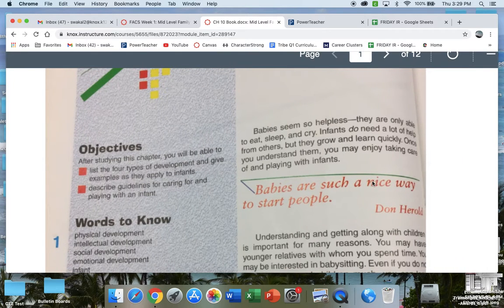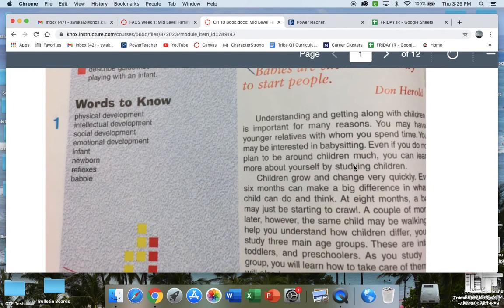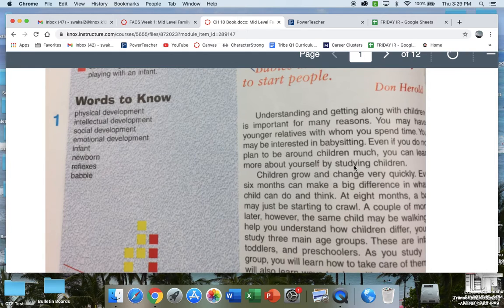So starting out reading right here, babies seem so helpless they are only able to eat, sleep, and cry. Infants do need a lot of help from others, but they grow and learn quickly. Once you understand them, you may enjoy taking care of and playing with infants. Understanding and getting along with children is important for many reasons. You may have younger relatives with whom you spend time.